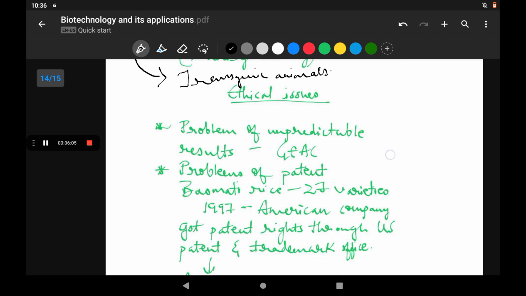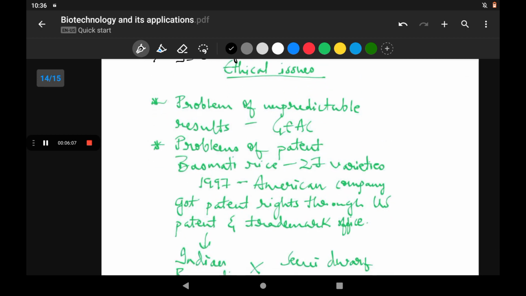Ethical issues: the problems of unpredictable results, and the Genetic Engineering Approval Committee. If you have seen most of the superheroes, they're all mutants, whether it is Ninja Turtle or Spider-Man, who was bitten by a mutant spider. So they're all examples of genetic engineering having gone wrong. Even though it is fiction, in reality they are all possible. So the problems of unpredictable results are there.